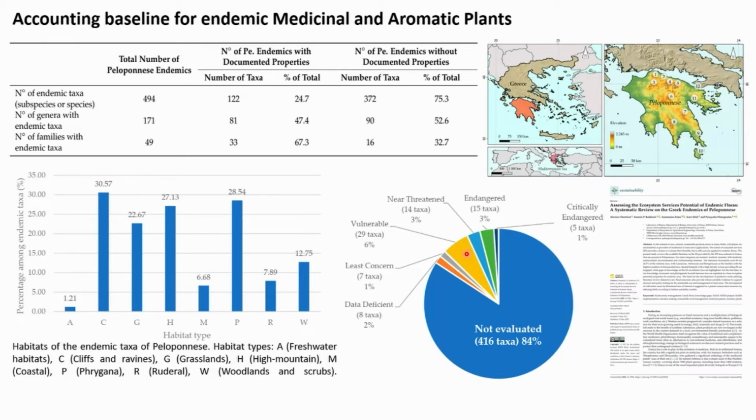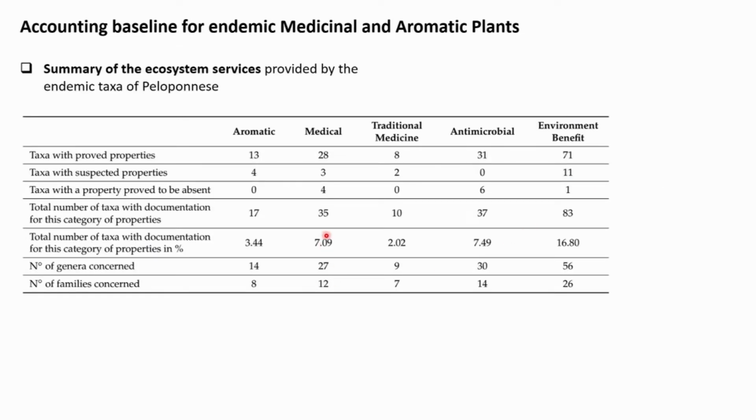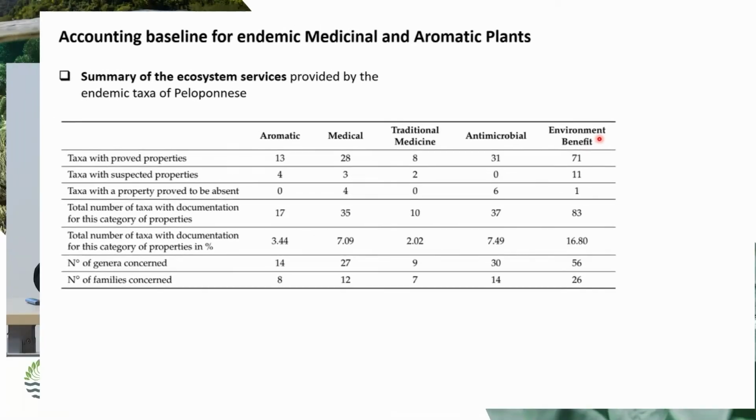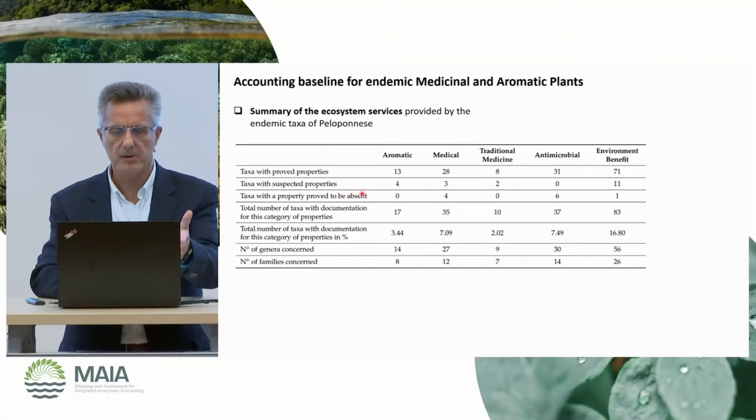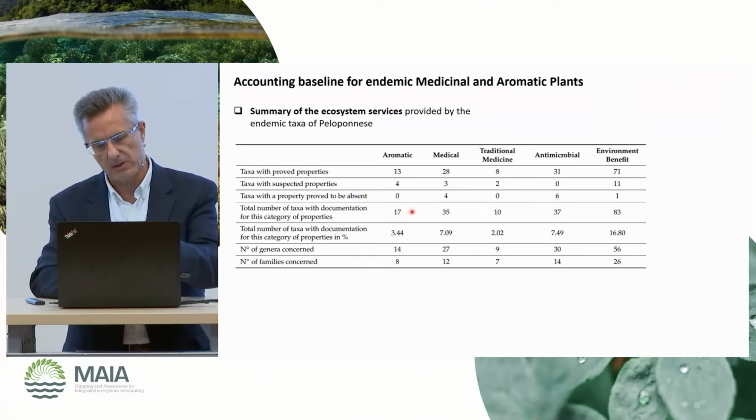And of course we have also published one article about the aromatic and medicinal plants. So here you see the different categories, because we are trying to find approaches to enhance the value, not the monetary value, of course, of biodiversity and the different types of plants. So we have selected out of the endemics how many are aromatic, medicinal, traditional medicinal, antimicrobial, and how many of these also have some environmental benefit. We have reviewed almost 700 articles, and out of this we found these results: taxa with proved properties, suspected properties, proved to be absent, with documentation for the different categories.